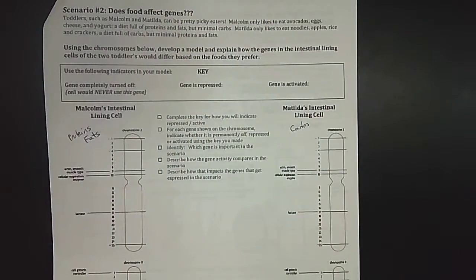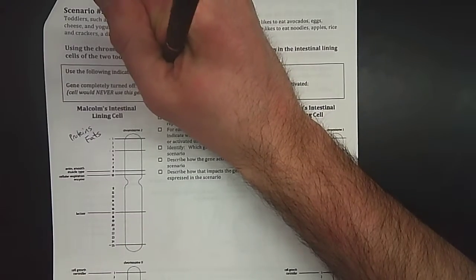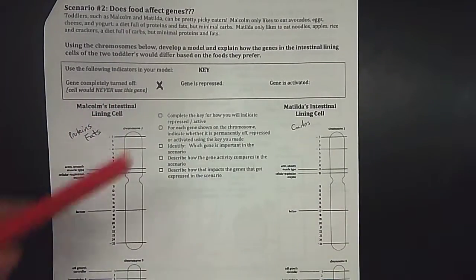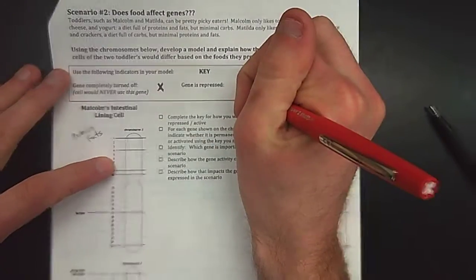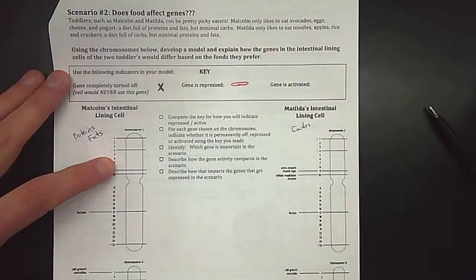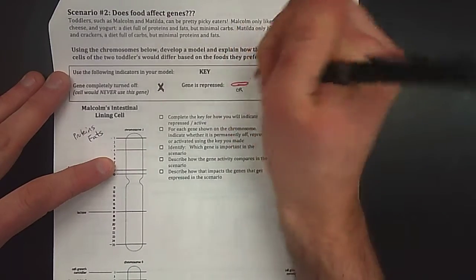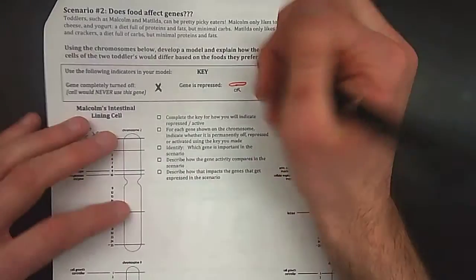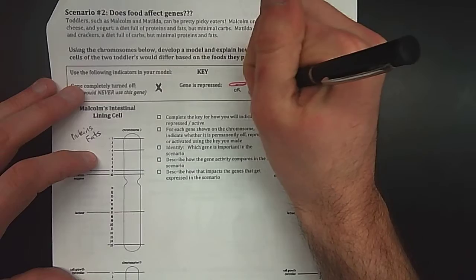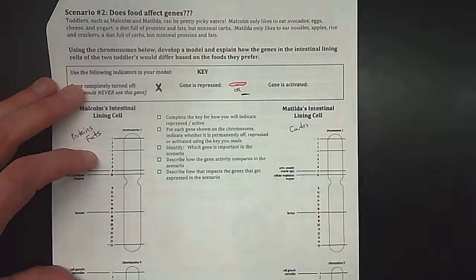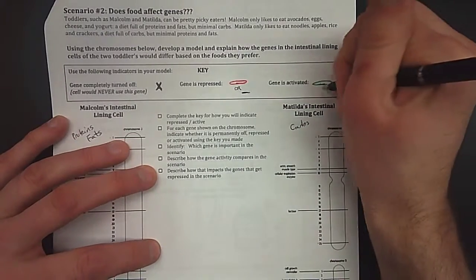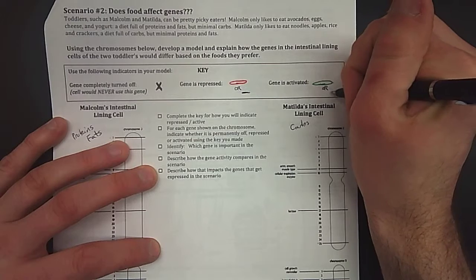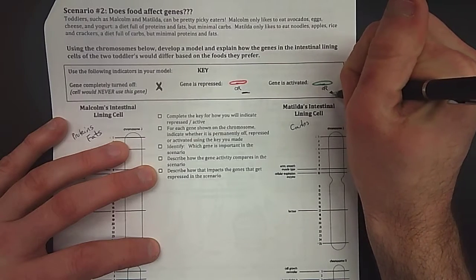All right? So if a gene's turned off, I'm going to represent that as an X. And that means that that cell would never express that gene. But if the gene is repressed, that just means it's currently off. I'm going to circle it red. Or, because I understand that not all the time you're going to have a colored pen or pencil to work with, we could just put a dashed line. And if the gene is activated, we could circle it green. But if we don't have colored pens with us, we could always just give it a check mark. Okay.